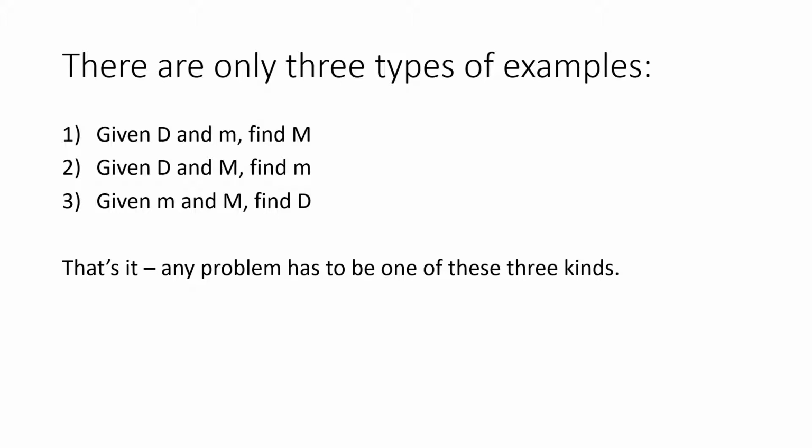There are only three different types of examples for the distance modulus. All problems are one of these three cases. In the first, you're given the distance and the apparent magnitude, little m, and you solve for absolute magnitude, big M. In the second, you're given the distance and the absolute magnitude, big M, and you find the apparent magnitude, little m. And in the third, you're given both magnitudes and solve for the distance. Any problem that we do with the distance modulus formula is one of these three kinds.